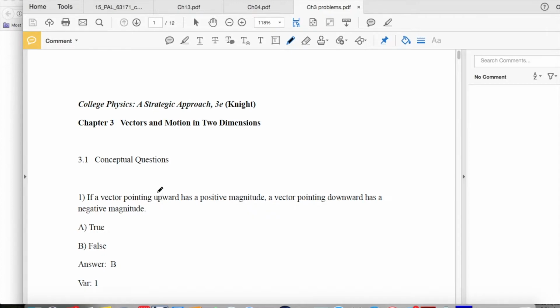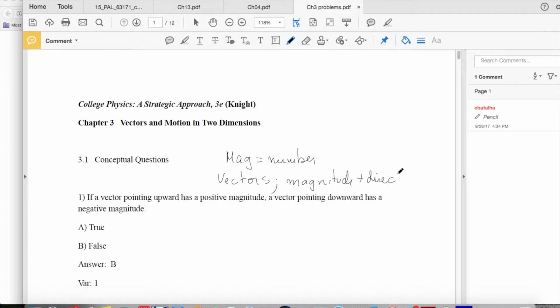So the first one is a vector pointing, the difference between magnitude, which is the number. Magnitude is equivalent to a number. Vectors, to be fully defined, require magnitude, a number, plus orientation, direction. So we have to have both. If you are talking about magnitude, you're talking about a number. A number is always positive, like 10 seconds, 1 hour. You don't say negative 1 hour.